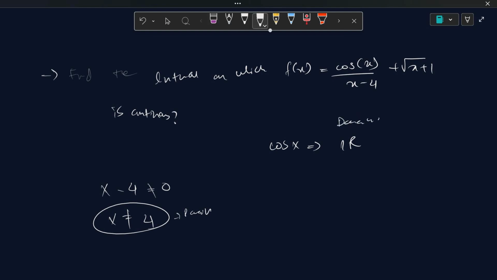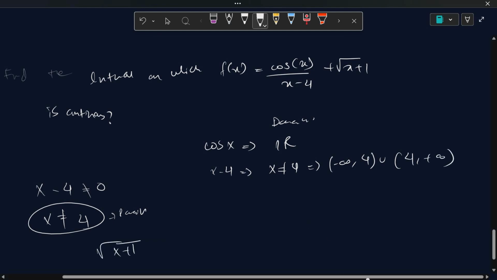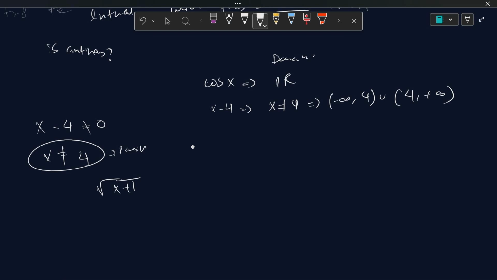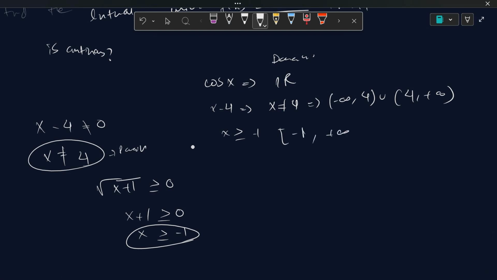Cosine is all real numbers, and x minus 4 gives x not equal to 4, which you can also write as negative infinity to 4, union, because 4 is not included, 4 to positive infinity. Next we have the square root of x plus 1. For a square root, you already know that to figure out the domain, we make it greater than or equal to 0. So x plus 1 is greater than or equal to 0, which gives x greater than or equal to -1. That means -1 is included, so the interval is -1 to positive infinity.